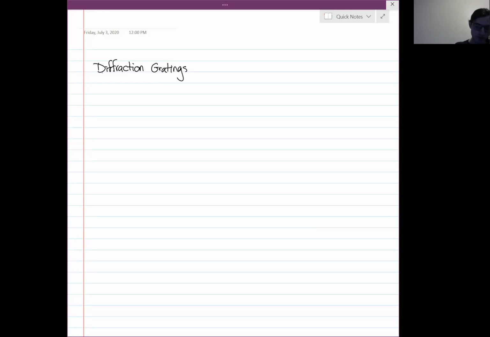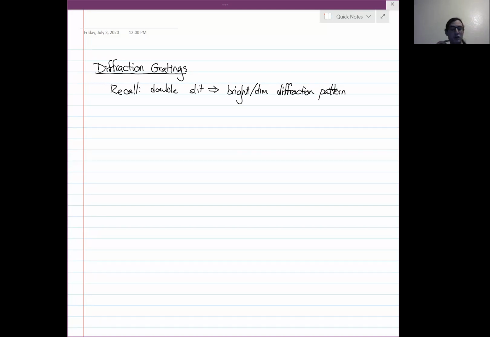Gratings. Before we actually get into what a diffraction grating is, let's go back to the double slit. In the double slit, there was a bright and dim alternating diffraction pattern. Now, when I say diffraction pattern, it's because it arises due to diffraction, right? And diffraction comes from Huygens' Principle, remember.